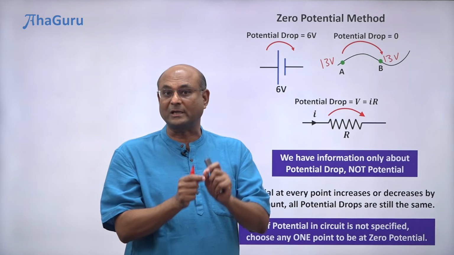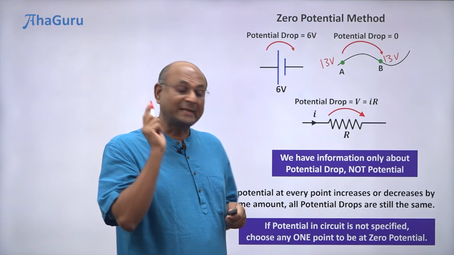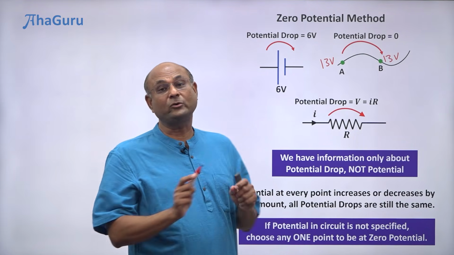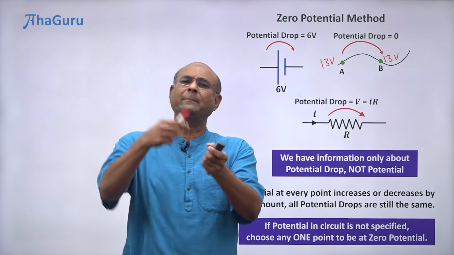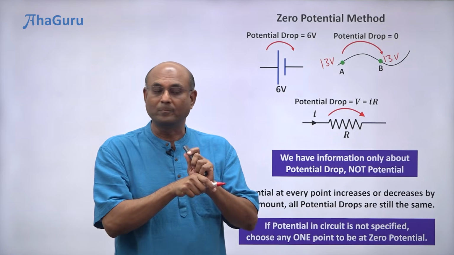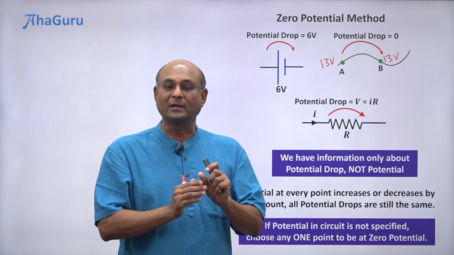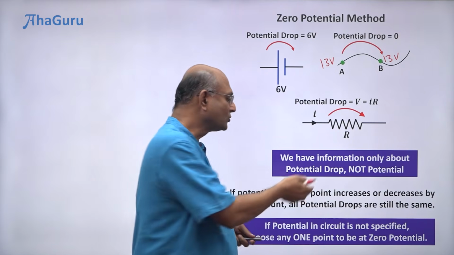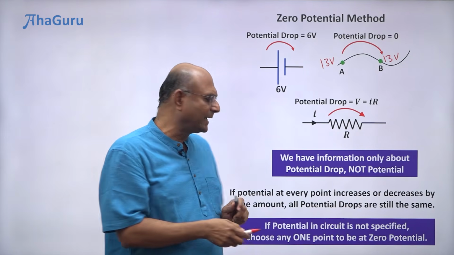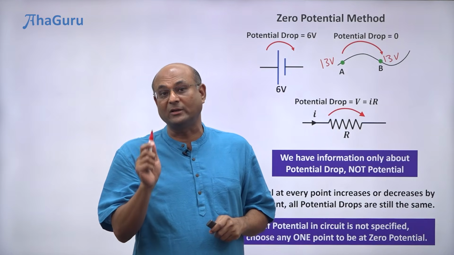So if the potential in a circuit is not specified, there will be some circuits where sometimes they will tell you the potential. But in most circuits, potential is not specified. In such a case, you have the right to take one point, any point, and then choose its potential to be 0. Now, of course, you can choose one point and say its potential is 2 volts. But instead of 2 volts, choosing 0 will make problem solving easier. So I'm saying you can pick any point and make its potential 0.